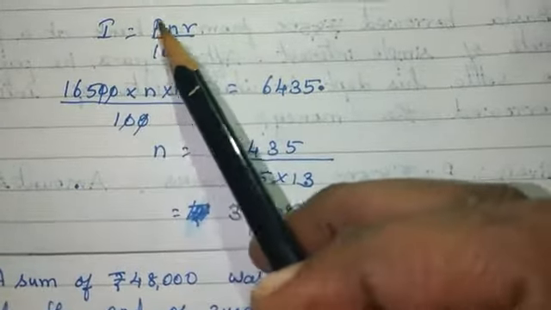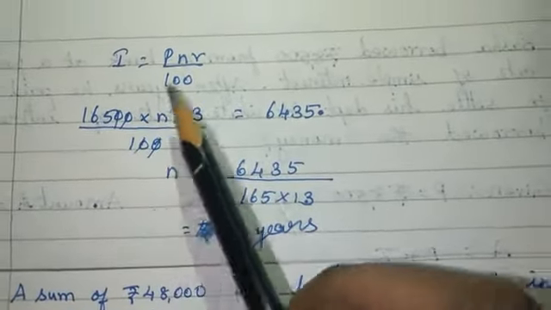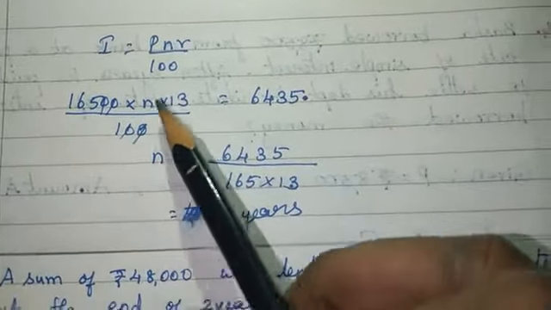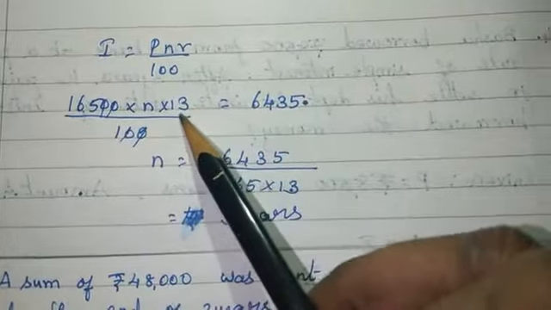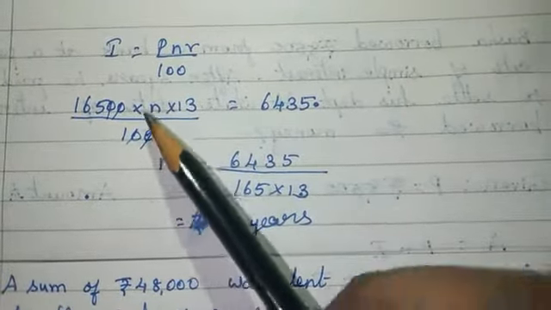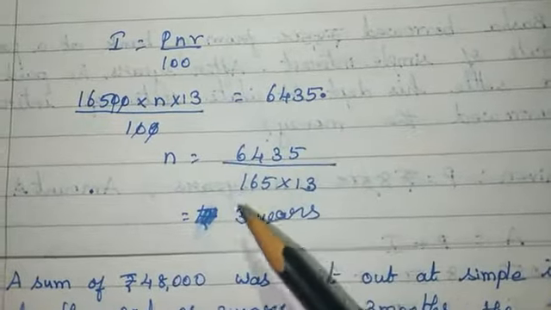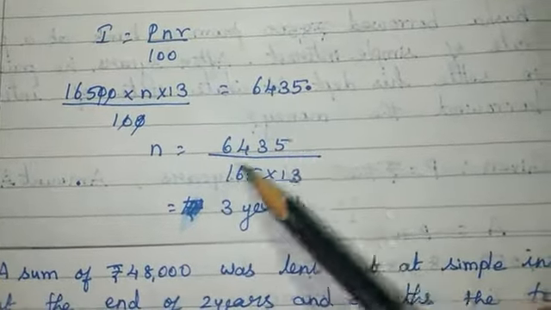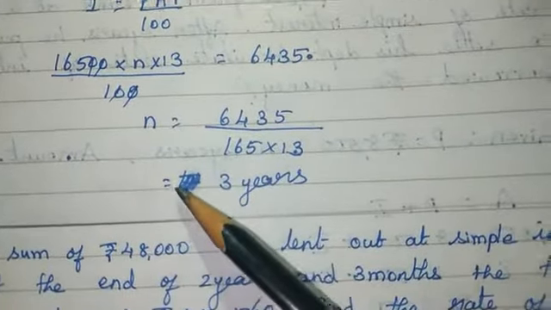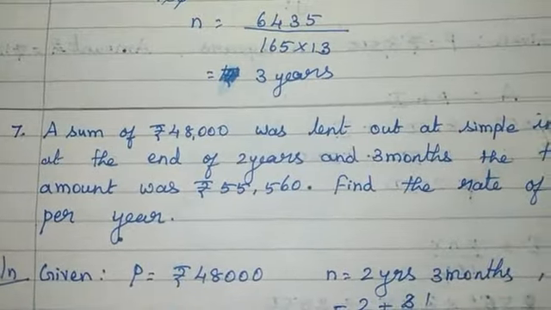After finding the interest, using that interest, you have to find the number of years. That is I equal to PNR by 100. Substituting P is equal to 16,500 and N as N, and instead of R, 13% by 100, is equal to 6,435. When you cross multiply, we get N equal to 6,435 by 165 into 13. When you cancel by the common factors, we get the number of years as 3 years. Let's see the next sum.